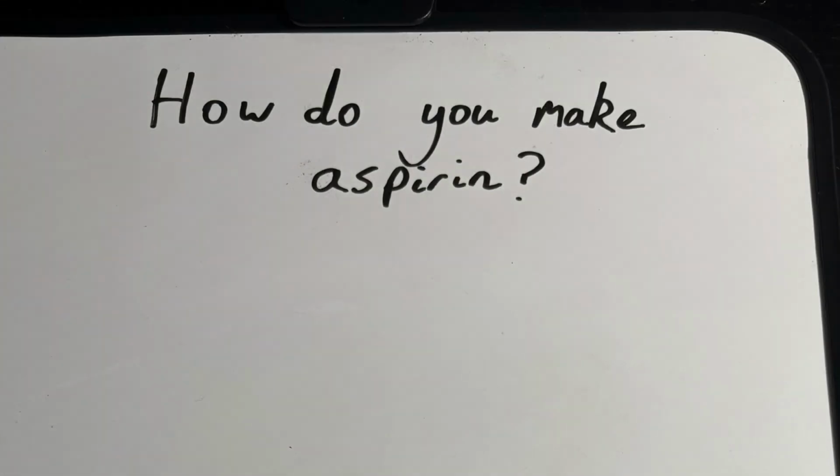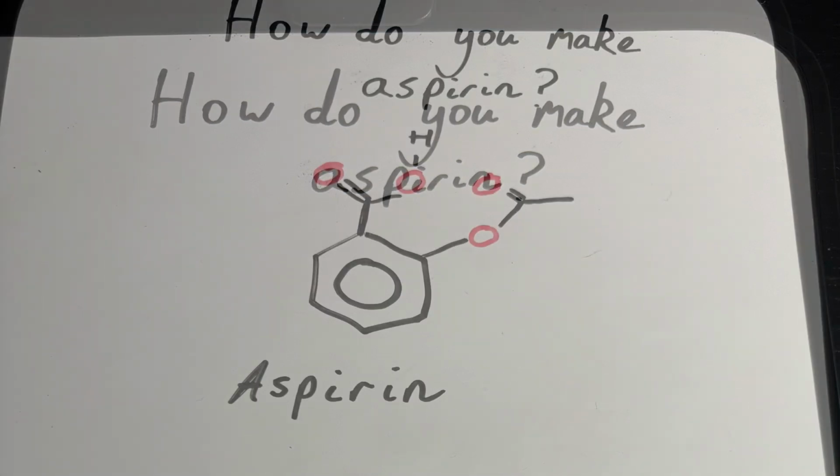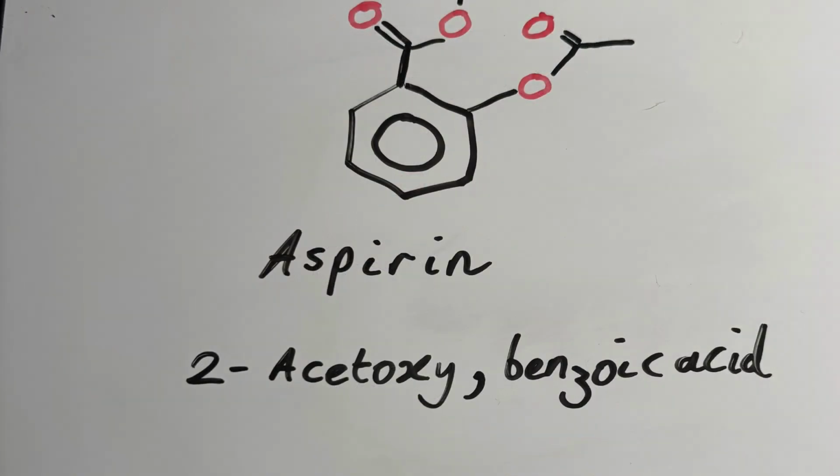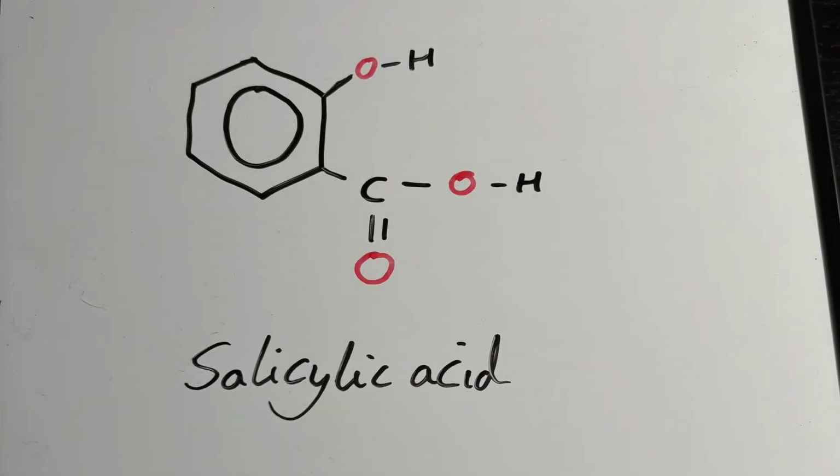So the next question is, how do you make aspirin? And the best way to find out how to make something is to draw it out first. So this is your drawing of aspirin, and also this is its IUPAC name, 2-acetoxybenzoic acid. I'm going to start with salicylic acid because it's much easier than starting with benzene, which probably isn't what they want to hear, but I'm going to do it anyway.